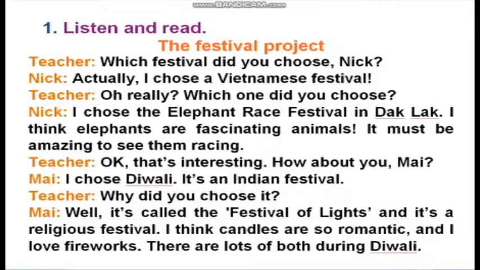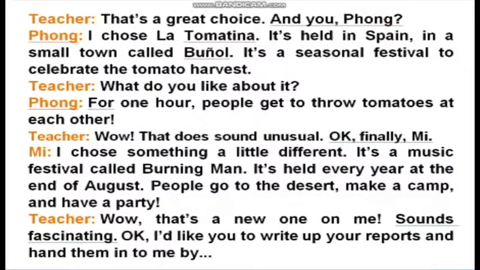I chose Diwali. It's an Indian festival. Why did you choose it? Well, it's called the Festival of Lights, and it's a religious festival. I think candles are so romantic, and I love fireworks. There are lots of both during Diwali. That's a great choice. And you, Fong?